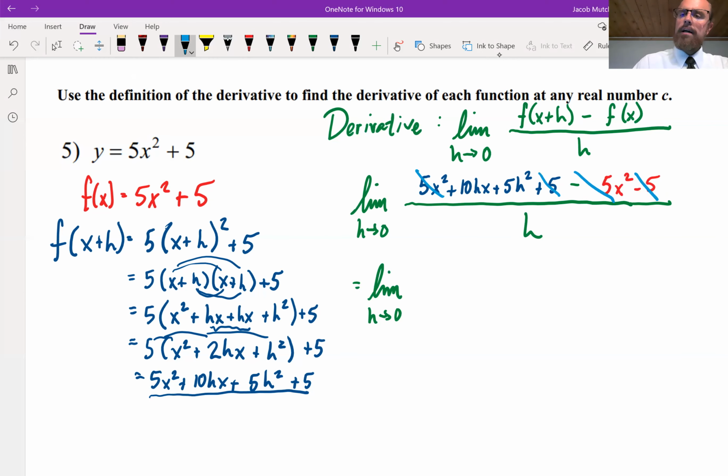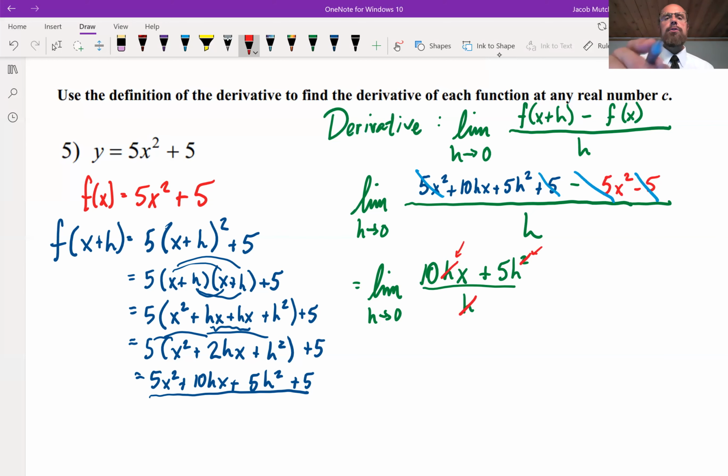5 minus 5 cancels. And so what we're left with in our numerator is 10hx plus 5h squared over h. Almost ready for direct substitution. What I need to cancel is the h now. So I see a factor of h in each term in the numerator. So I'm going to cancel one of each with the denominator h.